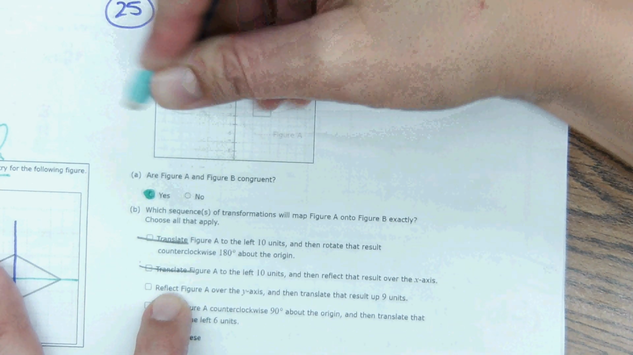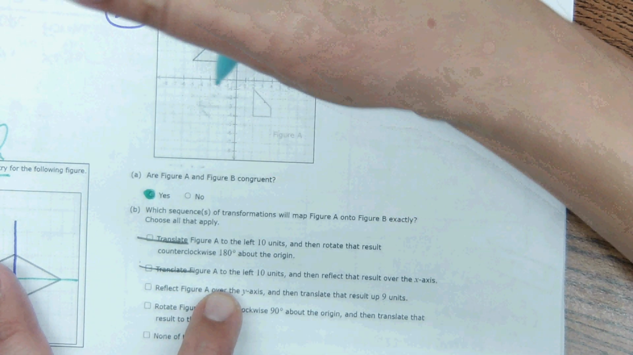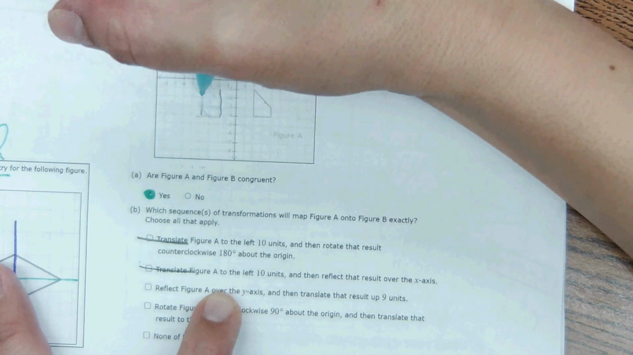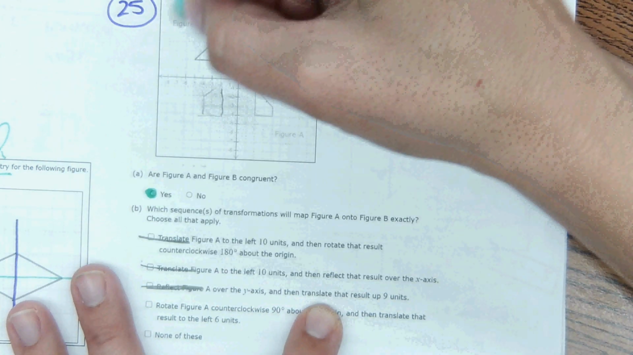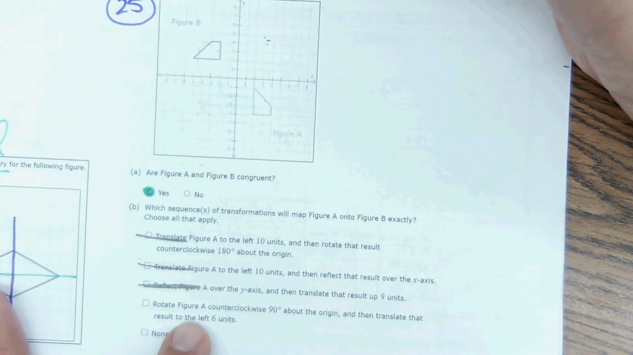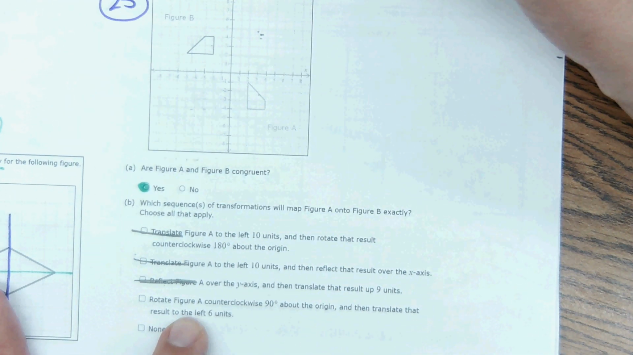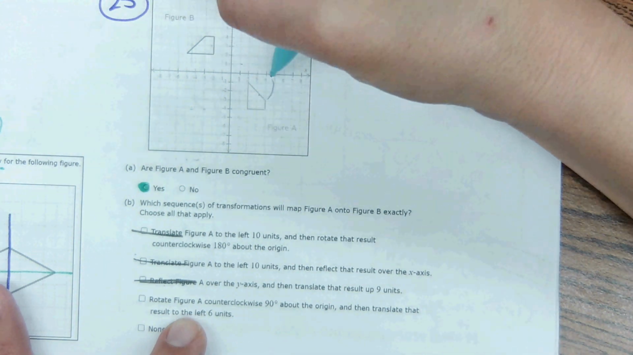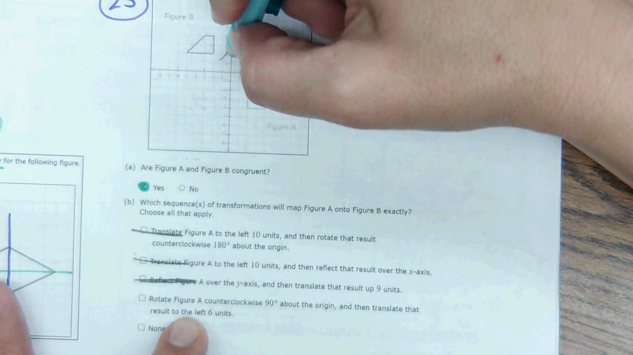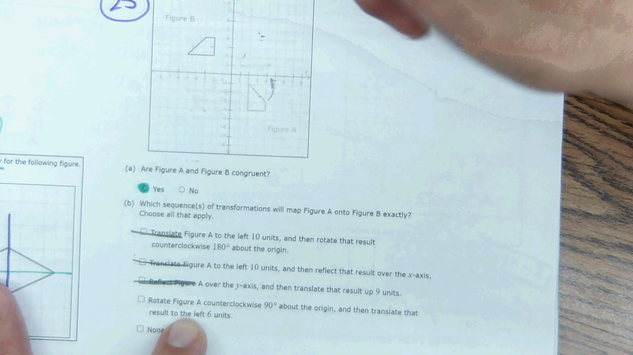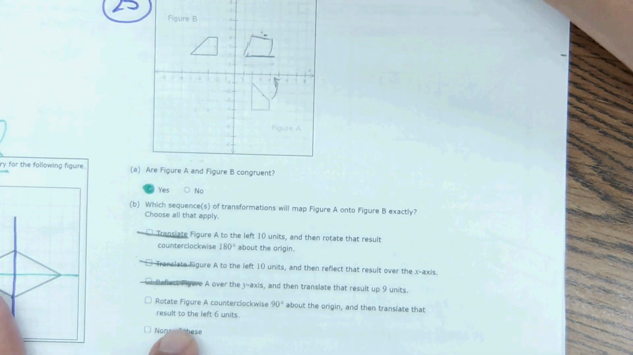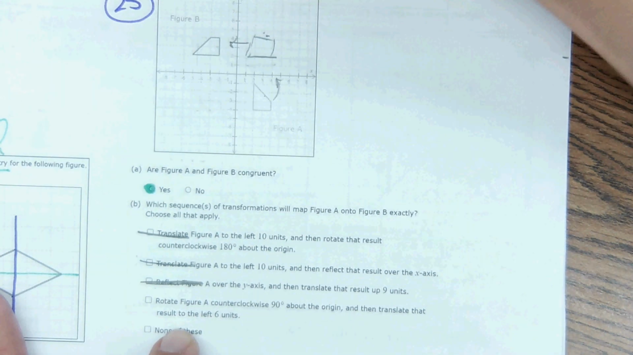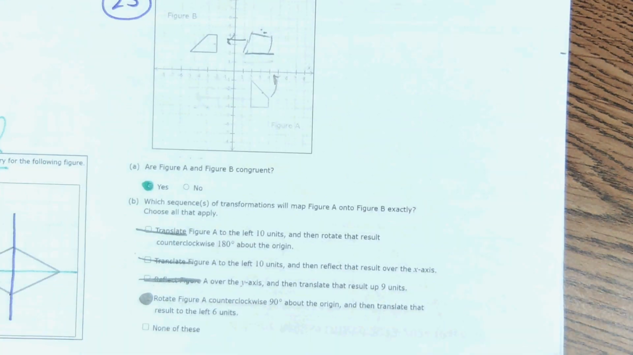Then it says reflect A over the y-axis, so it would be over here. Cool. Then translate the result up 9 units. If I did that, it wouldn't be in the right orientation, so no to that one. And then the last one says rotate figure A counterclockwise 90 degrees. So I would put it right here-ish. If I rotated it 90, cool. And then translate that figure to the left 6. Okay, that's definitely the best answer. It looks like it would map onto it.